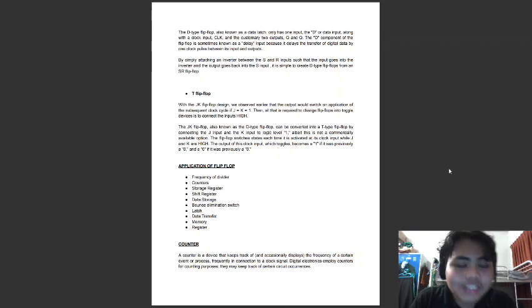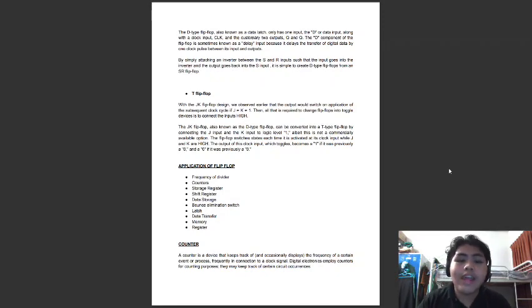And the last type of flip-flop is the T flip-flop. So what is the T flip-flop? With the JK flip-flop design, we observed earlier that the output will switch on application of the subsequent clock cycle if J equals K equals 1.